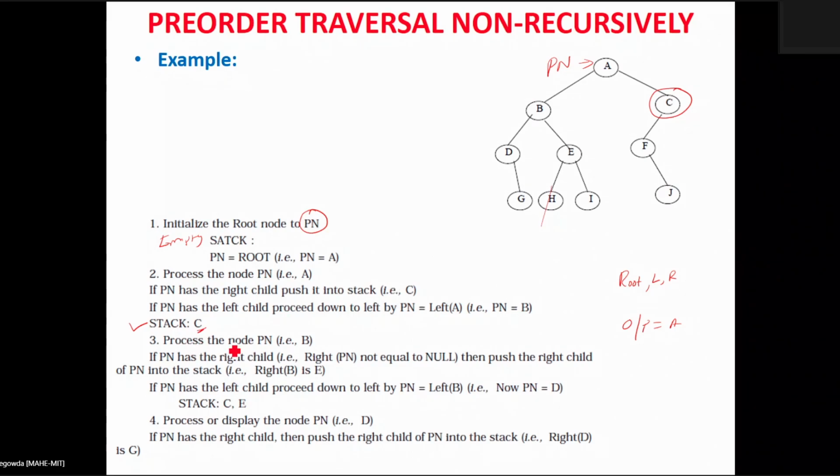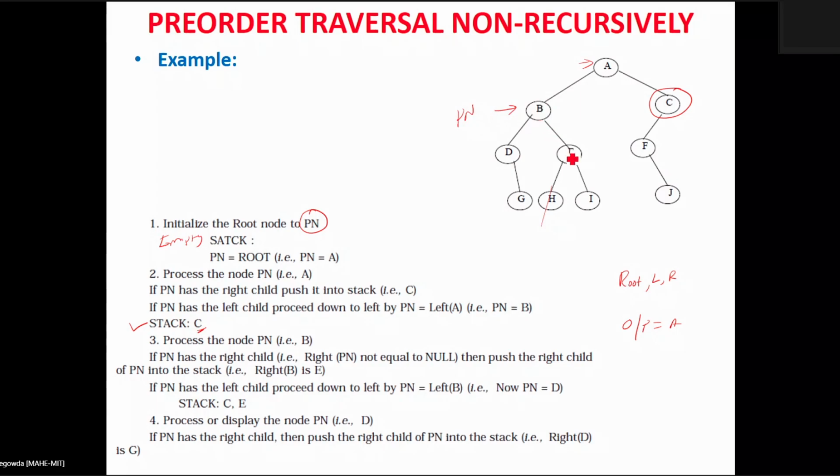Now process the node Pn. Processing the node Pn means we are going to traverse the left subtree of A, so my Pn is updated. Now it is pointing to the left subtree of A, that is the node B. Now Pn is pointing to this node, the node B. Again, you have to check whether Pn has a right child or not.